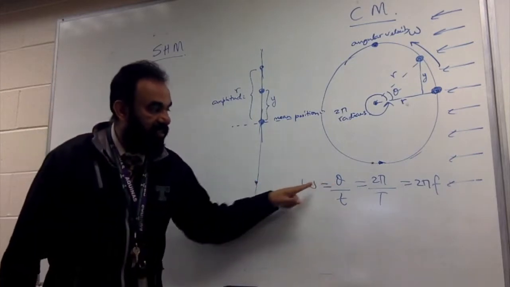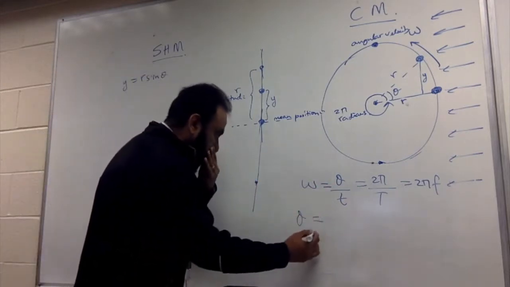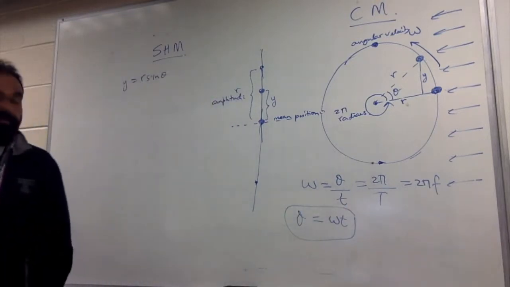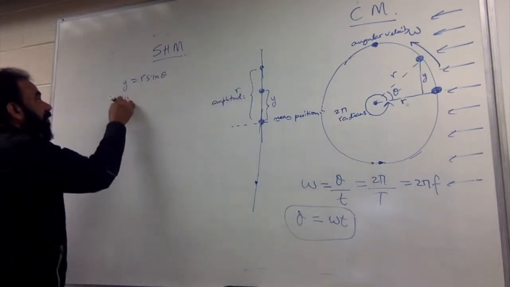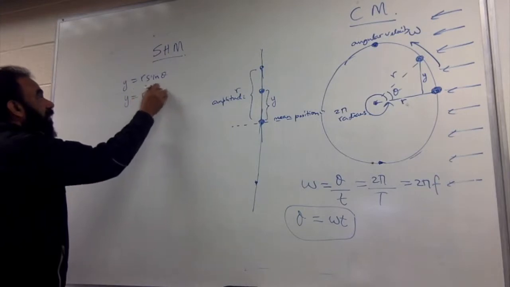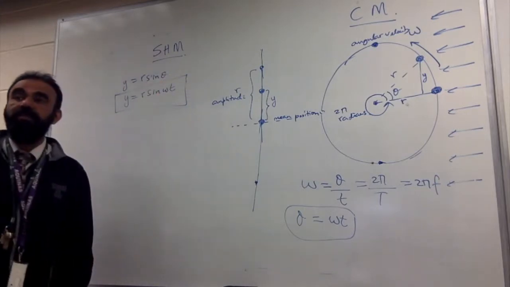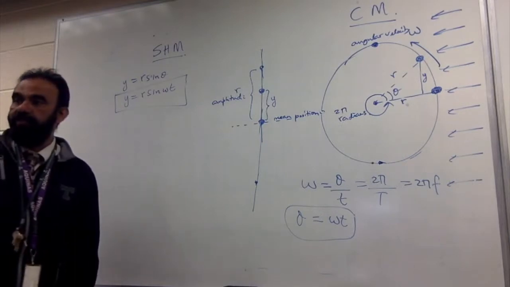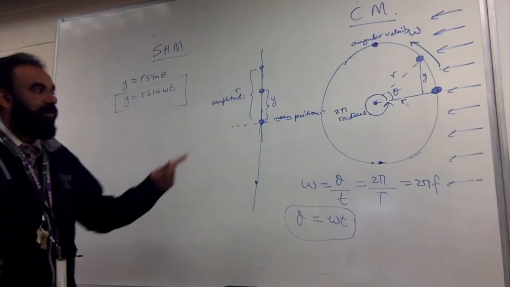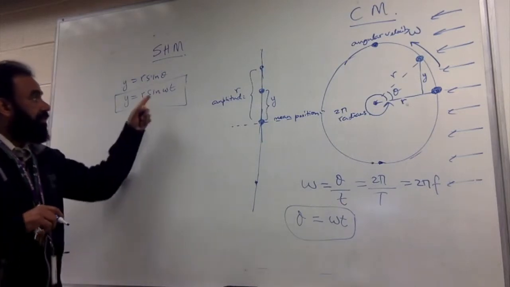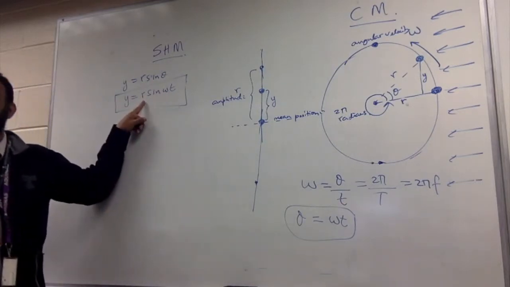So omega is theta over t. What is theta then? Theta is omega t. Put that here. Y is equal to r sine omega t. That is your equation for displacement in simple harmonic motion. So at any time, if you want to find out where it is, substitute. What is r standing for?